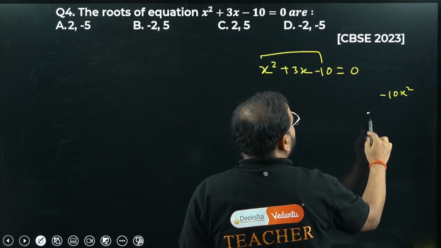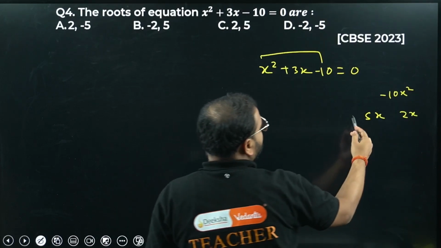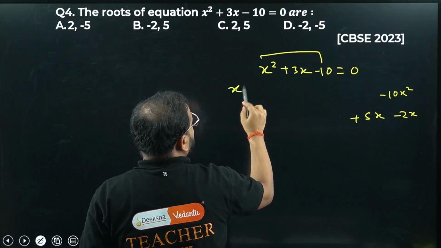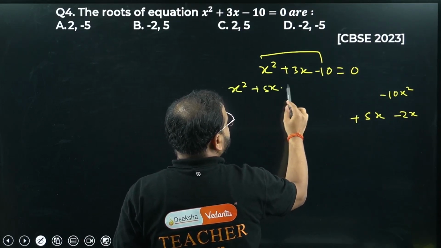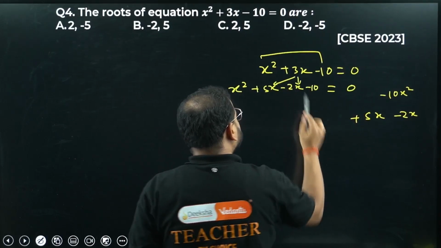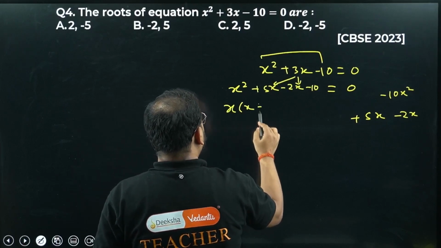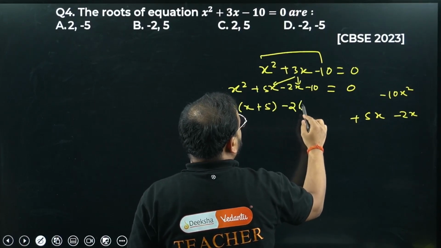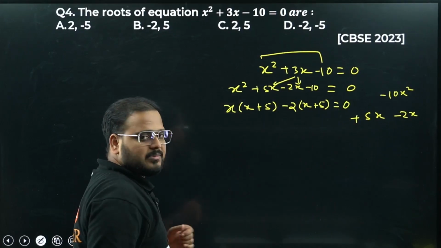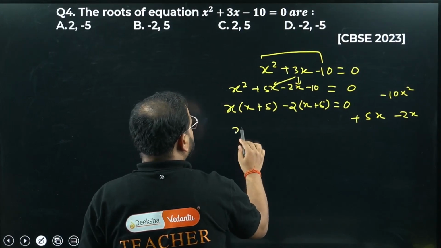Please take 5x and 2x. I want minus 10, right? So plus 5 minus 2. Plus 5 minus 2 is how much? Plus 3. So I can write here x square plus 5x minus 2x minus 10. Split the middle term like this. Correct? Take x common over here and take minus 2 common over here. Yes. Now how many terms do I have? I have 2 terms. So I can take what common? X plus 5. Please do.